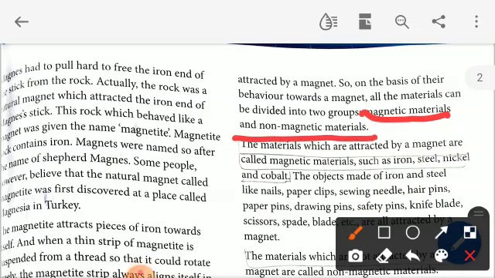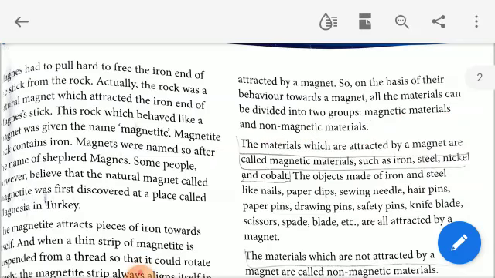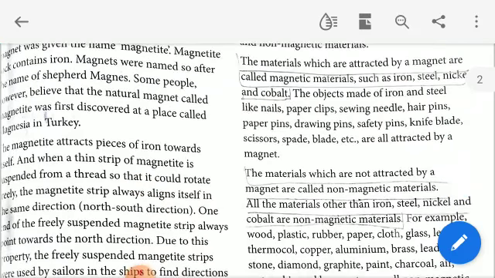The materials which are attracted by a magnet, as you can see it is written here, are called magnetic materials, like iron, steel, nickel and cobalt. And objects made of iron and steel, like nails, paper clips, sewing needles, hair pins, paper pins, drawing pins, safety pins, knife blades, scissors, spade, blade, etc. are attracted by a magnet. These are things you can see in your daily life and in the household also.